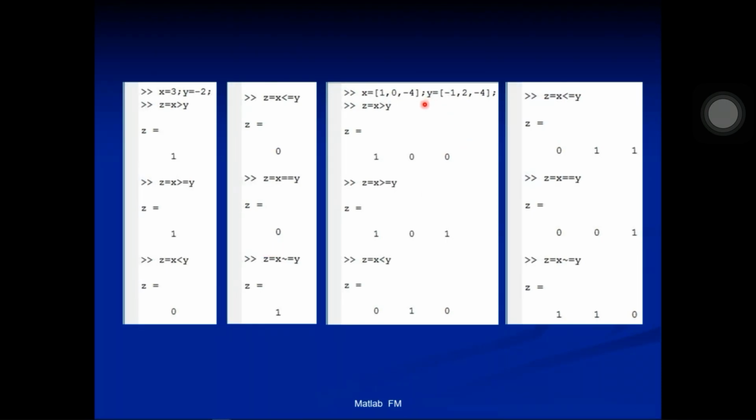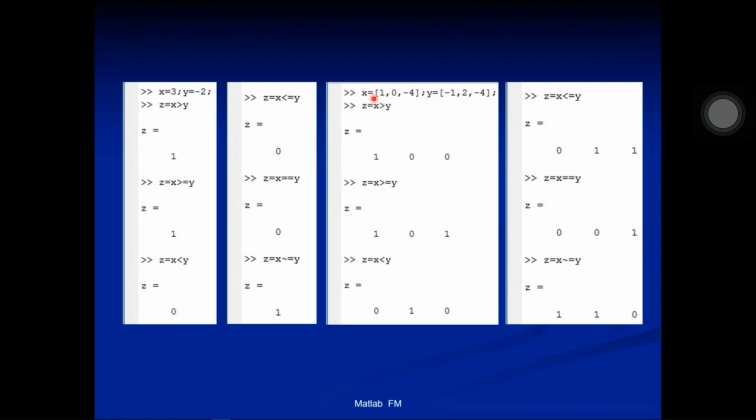Now, when we deal with arrays and we deal with comparisons, because these are comparisons, right? Is X greater than Y? It does it for every element of the array. It's already built in as an element by element operation. That means is 1 greater than -1? Is 0 greater than 2? Is -4 greater than -4? And so on. So it's element by element. The operation will take place for every element of the arrays. The first with the first, second with the second, and so on.